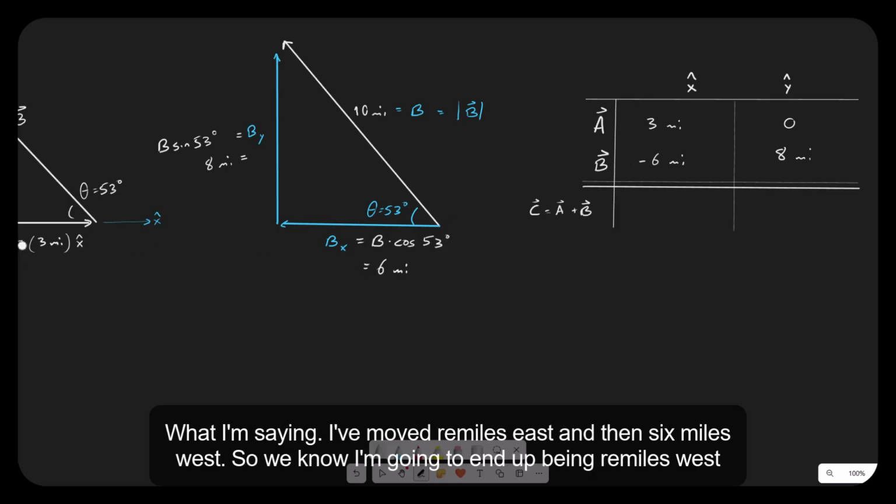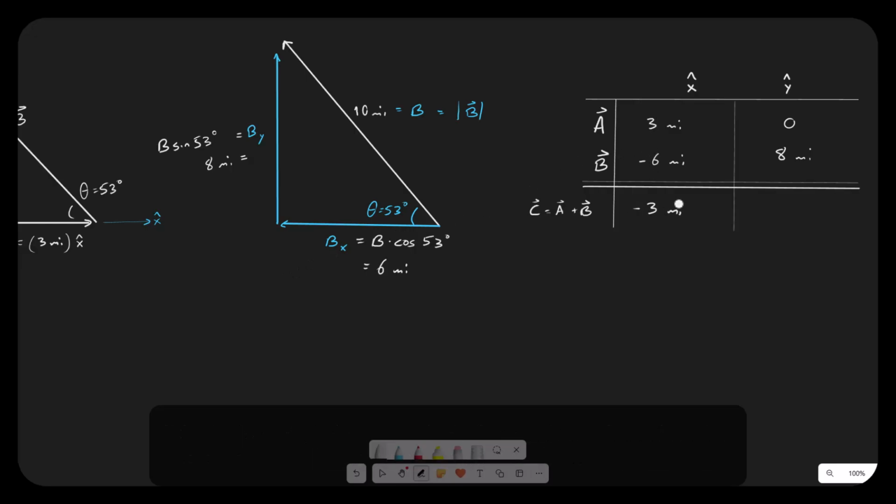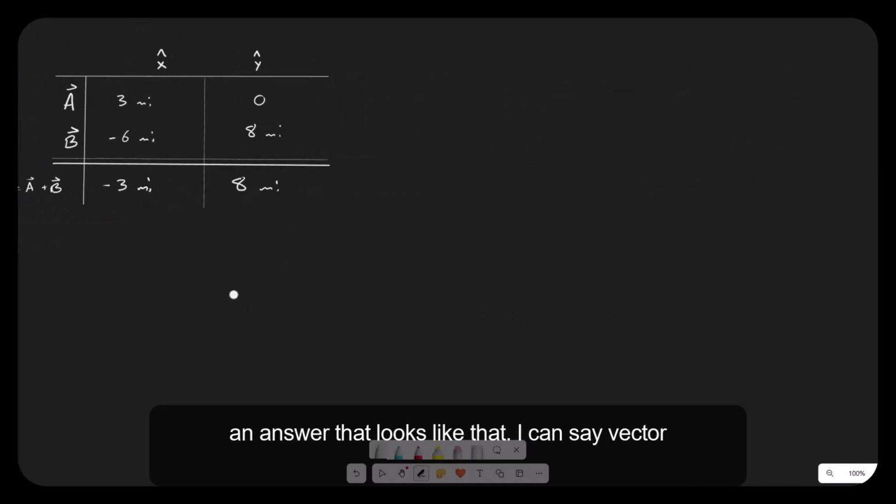Horizontally, what I'm saying is I've moved 3 miles east and then 6 miles west. So we know I'm going to end up being 3 miles west of where I started, and that's what I get. 3 minus 6, that's negative 3. Vertically, 0 plus 8, that's 8. And now I have vector C. Now I can give an answer that looks like that.